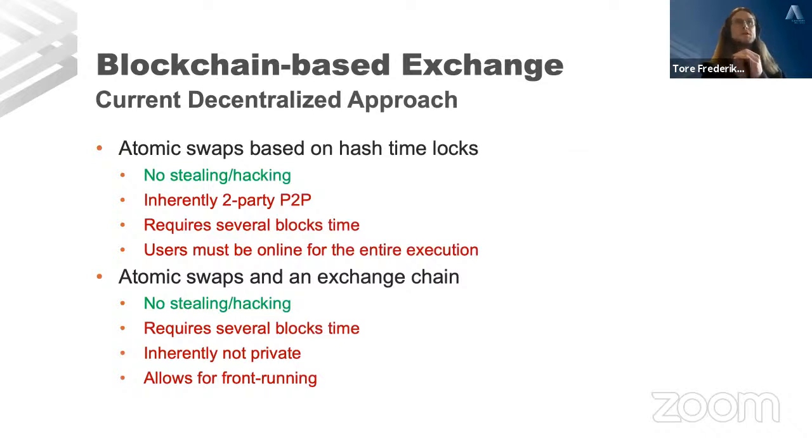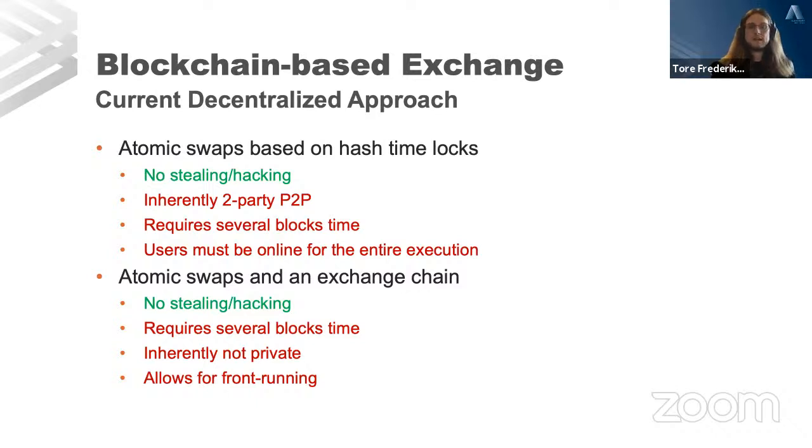Fortunately, there's been a lot of research in this area because of these issues. So approaches do exist on how you can exchange across different blockchains without having to trust a completely centralized authority. One of the simplest and most prime ways of doing this is to use an atomic swap based on time locks, which basically prevents the stealing and the hacking of tokens.